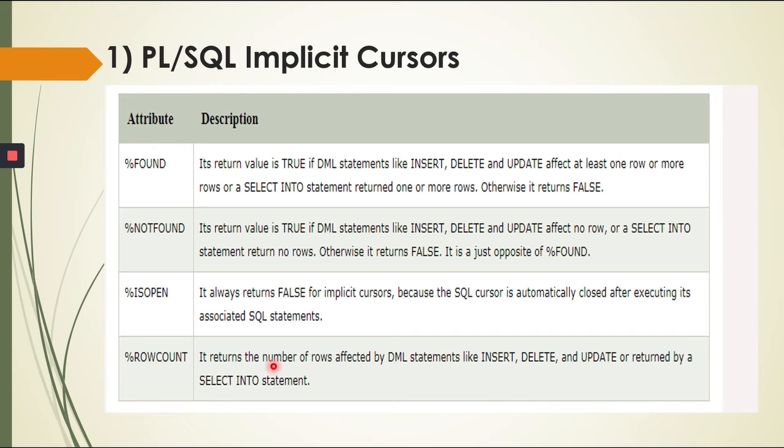%ROWCOUNT returns the number of rows affected by DML statements like insert, delete, and update, or returned by a SELECT INTO statement. So how many rows are inserted, how many rows are deleted, how many rows are updated. So %ROWCOUNT, as the name suggests, returns the number of rows affected because of our query. So these are all the implicit cursor attributes.